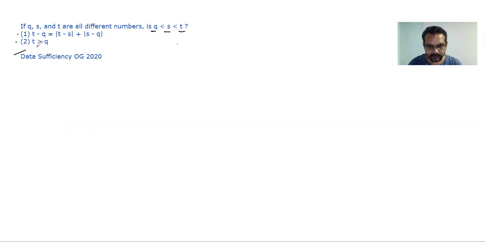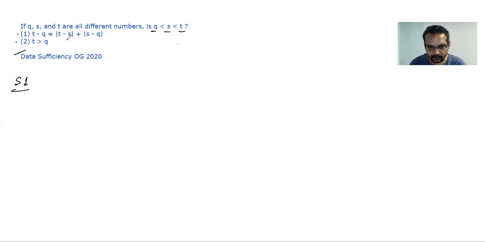And the two statements are: first one, T minus Q is equal to the absolute value, or modulus, of T minus S plus mod of S minus Q. And the second statement is T is greater than Q. Right. So now let's start with statement one, and I'm going to solve this in two different ways.